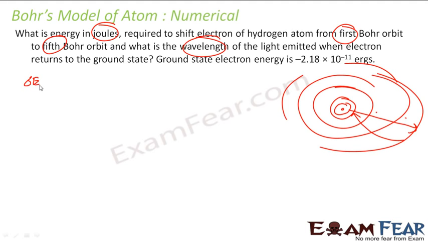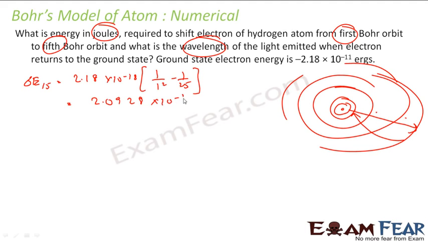Delta E when it jumps from 1 to 5 is nothing but 2.18 into 10 to the power minus 18 times (1 by n initial square, 1 square, minus 1 by n final square, 25). Solve this, you get 2.0928 into 10 to the power minus 18 joule. This is the energy that is required to move the electron from n equal to 1 to 5. And the same energy will be released if the electron jumps from 5 to 1, right? So energy released will be equal to hc by lambda. I have to find lambda, and energy is nothing but the same value.